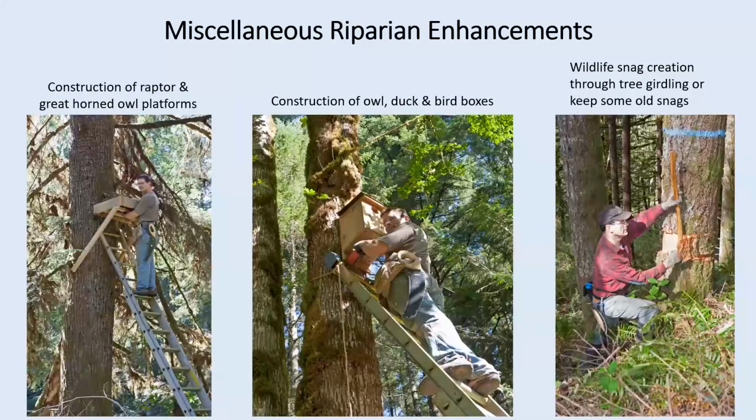Just as we wrap this program up, we also do miscellaneous riparian enhancements. We've constructed raptor and great horned owl platforms, you see on the left. We've built owl, duck, and bird boxes as shown in the middle. And then we've also created wildlife snags through tree girdling. You see me there girdling a large Douglas fir. We don't do many of these, just enough to keep snags in production because you don't want to create a wildfire hazard. But most small woodland owners do a pretty good job of keeping tree mortality down. And I think it's 20% of the bird species in Western Oregon that depend on tree snags, either for food or for nesting. So it's important that we try to accommodate that to the extent that we can.